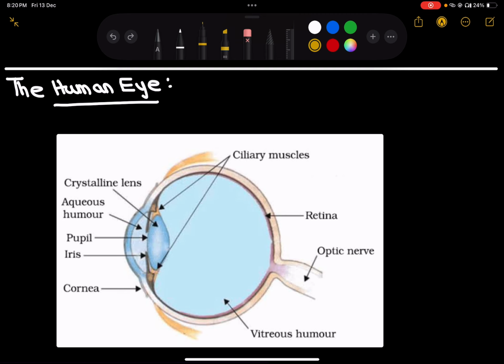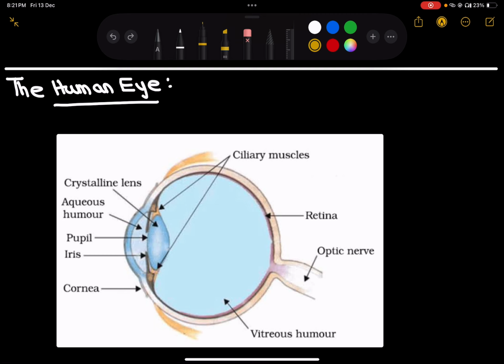Now there are some terms which are written here, and we are going to understand each and every one of them and see the definitions. Questions do come in the exam that ask you to draw the structure of the human eye or explain the functioning of the human eye. So let us start.